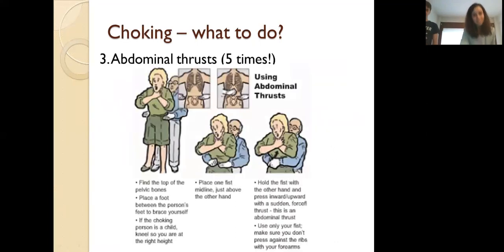Then if they're still not okay, then you're going to do abdominal thrusts. How can you do abdominal thrusts? You feel the pelvic bones. There are these bones here. You try and feel them. And when you identify them, you put one hand in front, like in the middle line of the person's belly, in between the 2 pelvic bones. So you find their pelvic bones, here they are, and you put one.